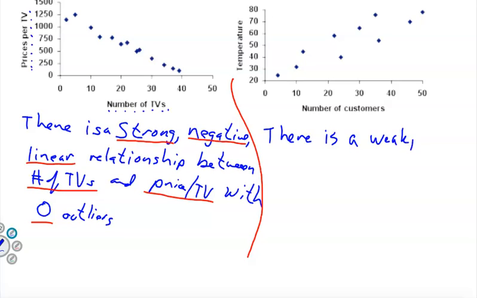Then, is it positive or negative? Are the dots going up or the dots going down? So the dots are going up. So this is a positive. And then they're still relatively in a line. So I'm going to call it a linear relationship.